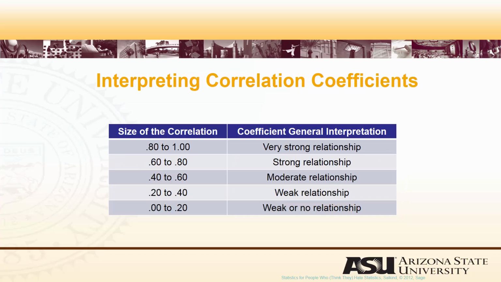So let's talk about how we categorize correlation coefficients. Anything that's above about 0.8 we'd consider to be very strong. 0.6 to 0.8, strong. 0.4 to 0.6, moderate. Once you get below about a 0.2, we consider that a weak or really no relationship at all. If you're at a 0.01, there's really nothing going on there. It's just that it doesn't happen to exactly equal 0.